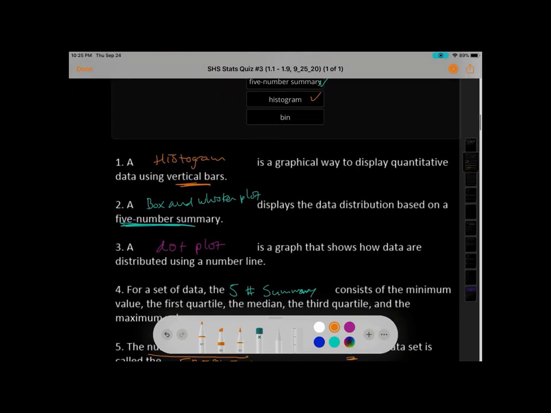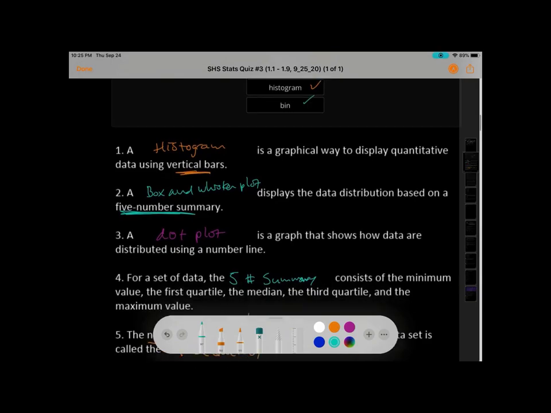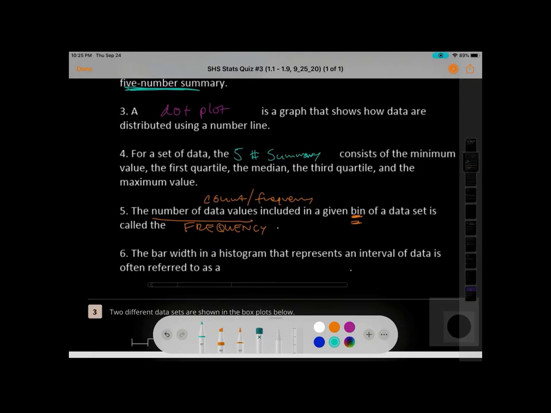And then the last one, bin. The bar width, right? So remember at the bottom of those histograms, the width represents the interval of data, so that would be a bin is your answer.